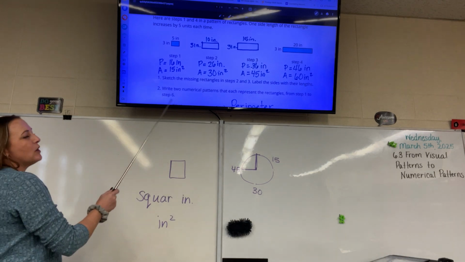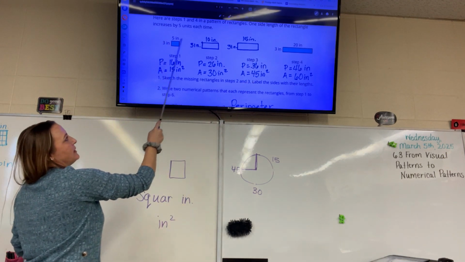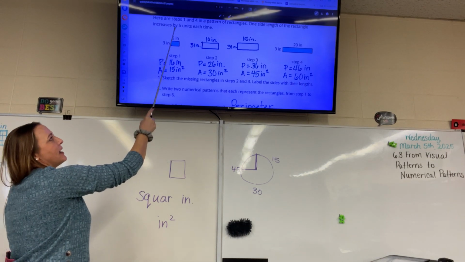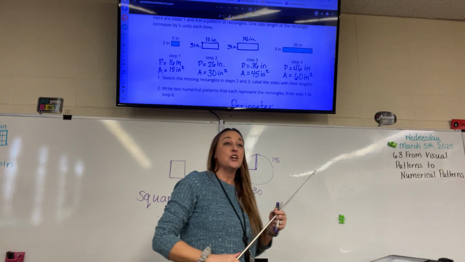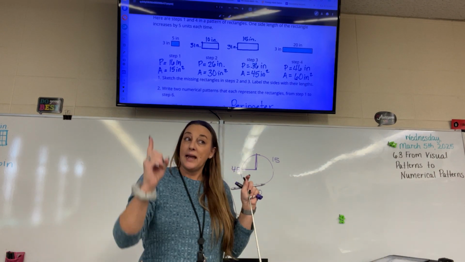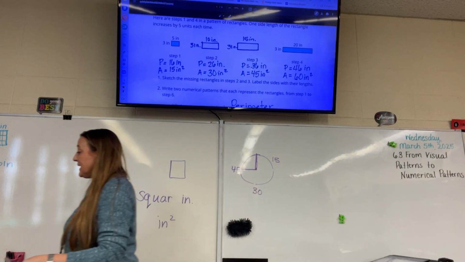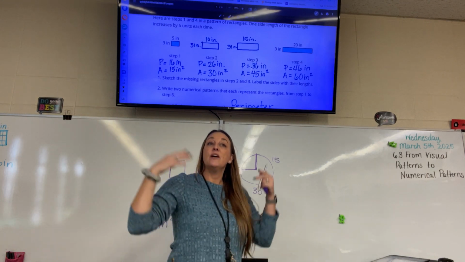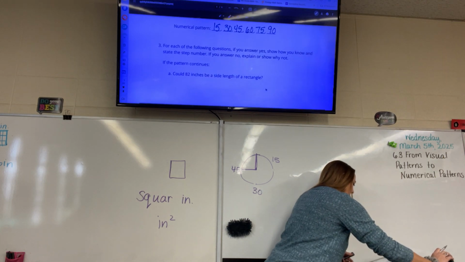Yeah. So the question was, could 82 be one of our side lengths? Well, it definitely couldn't be this side because these are all 3, right? So if you're counting by 5s, 5, 10, 15, 20, 25, 30, 35, 40, and so on, would you ever say 82? No. You would say 80, and you would say 85, but you would not say 82 because 82 is not a multiple of 5. Plus 5 is an odd number and 2 is an even number.